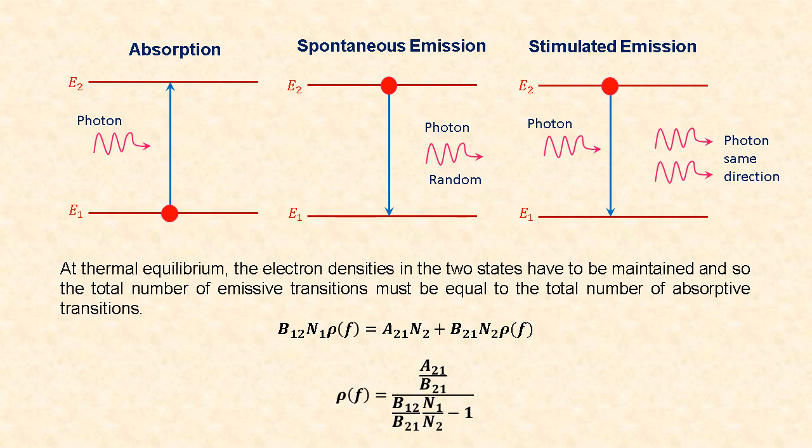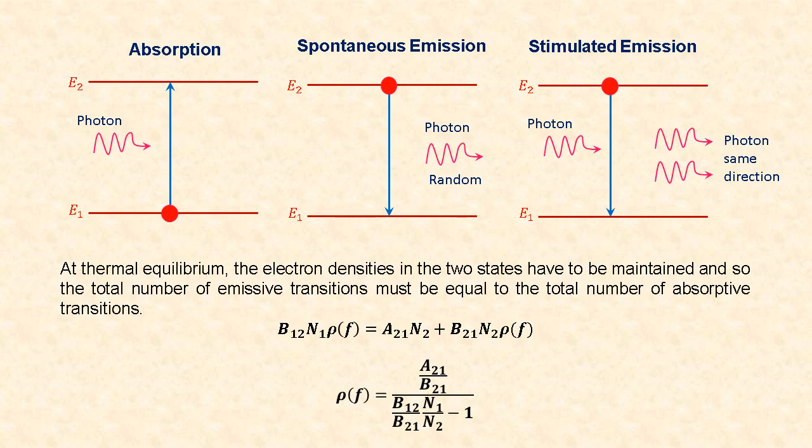At thermal equilibrium, the electron densities in the two states have to be maintained, and so the total number of emissive transitions must be equal to the total number of absorptive transitions. Hence, B12 × N1 × rho(F) is equal to A21 × N2 plus B21 × N2 × rho(F).